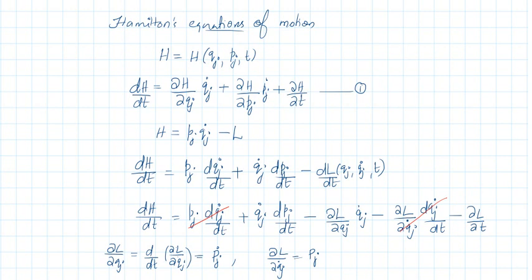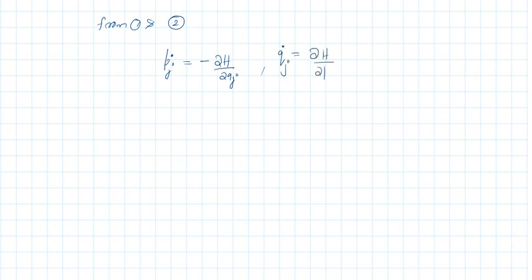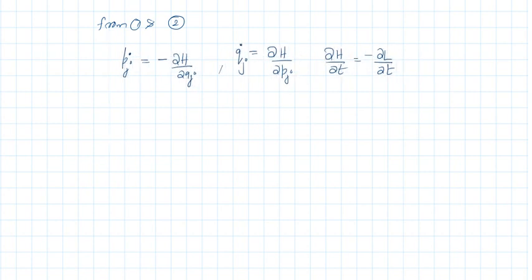So comparing these two equations 1 and 2, you can write p_j dot is equal to minus ∂H/∂q_j, q_j dot is equal to ∂H/∂p_j, and ∂H/∂t is equal to minus ∂L/∂t. Okay, we'll get these three equations comparing 1 and 2.